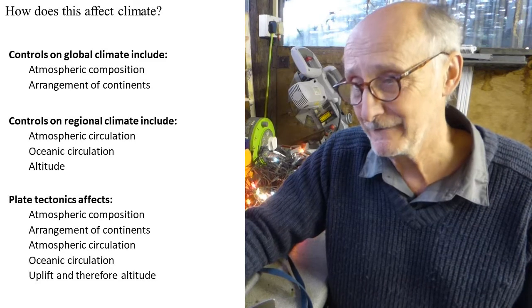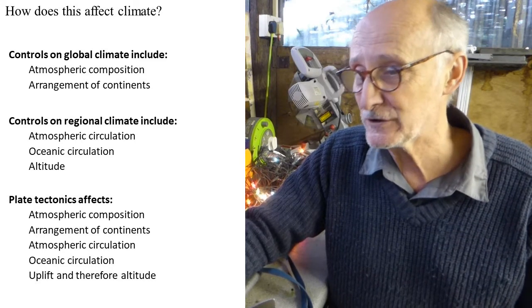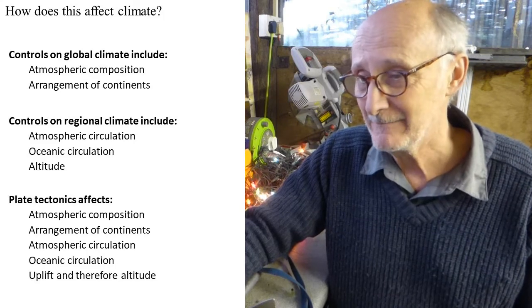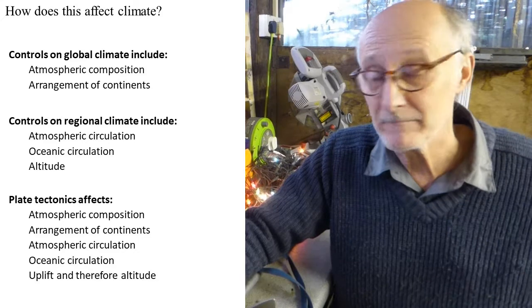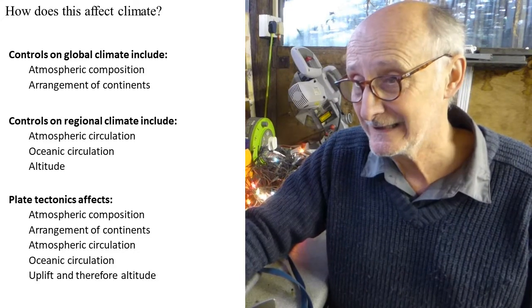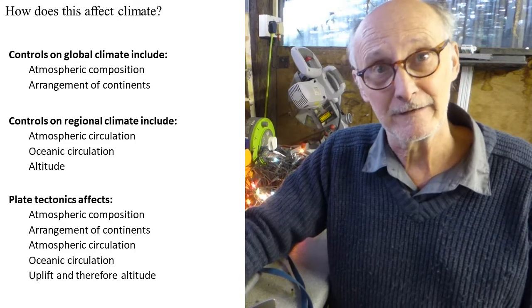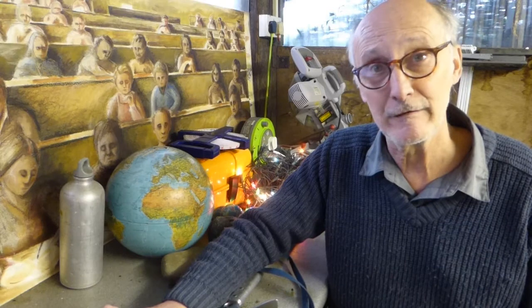Plate tectonics affects atmospheric composition. It affects the arrangement, the position of the continents and the oceans. Plate tectonics affects the atmospheric circulation, where the jet stream's going and so on and so forth. It affects ocean circulation, and it affects uplift and therefore the altitude of different places on the Earth's surface.